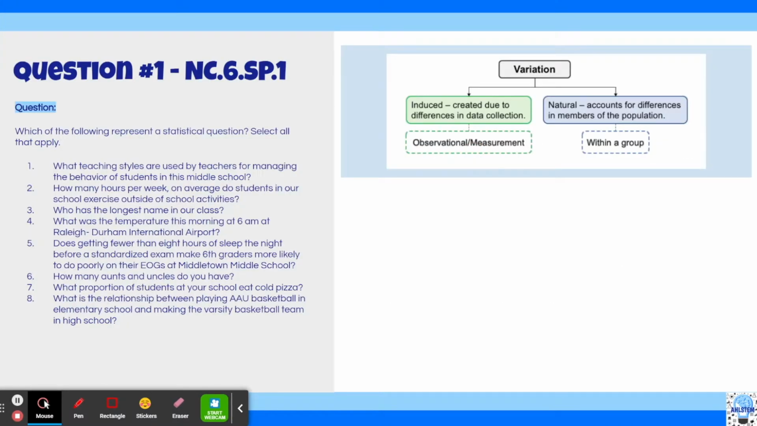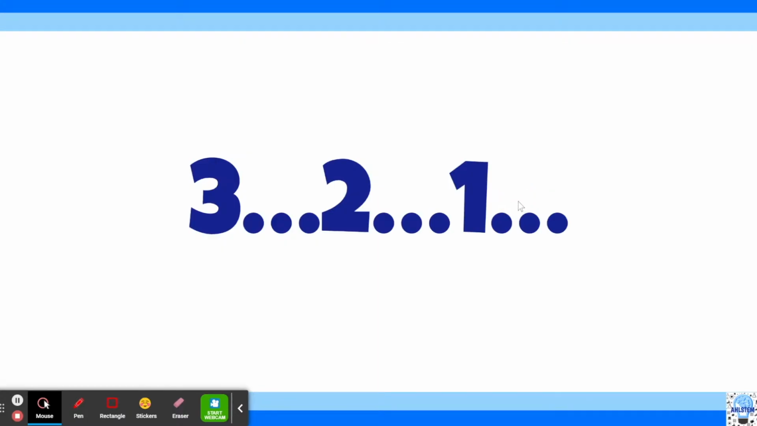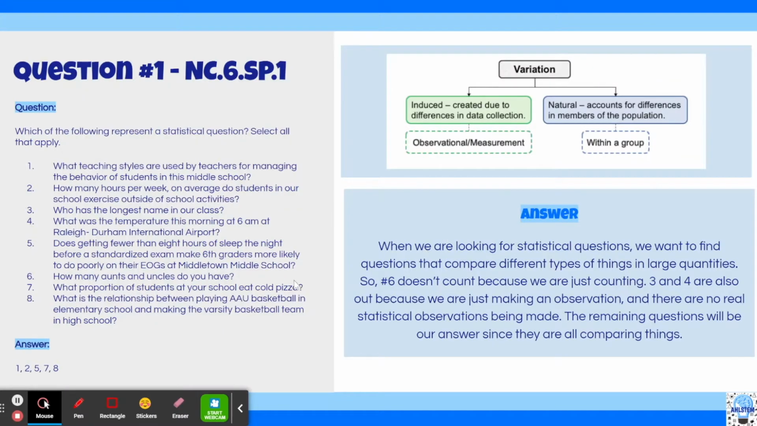So first, this is really simple. Choose all that represent a statistical question. And there are going to be multiple on here. So just simply write, 1, 3, 6, 7, or that was just an example. Just write them out like that, and we'll check in a couple of seconds. Ready? 3, 2, 1. So your answer should be 1, 2, 5, 7, and 8.